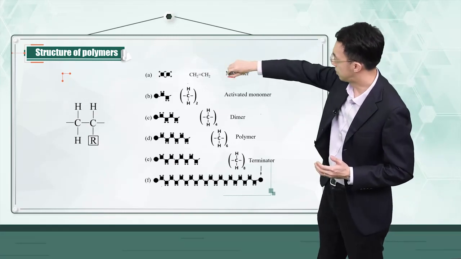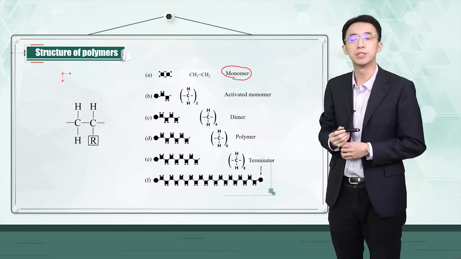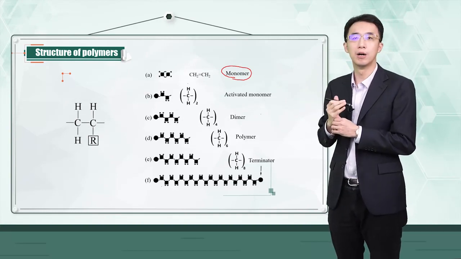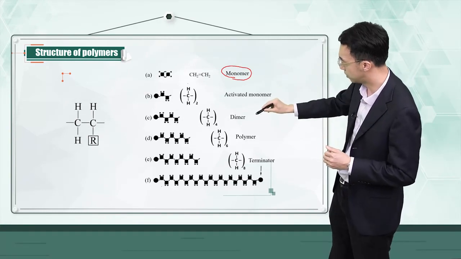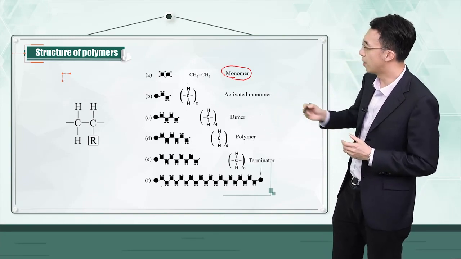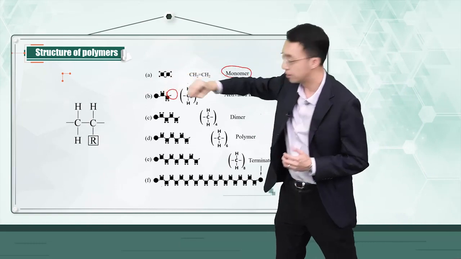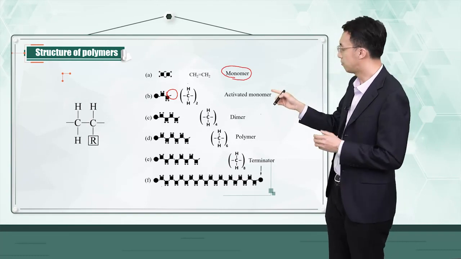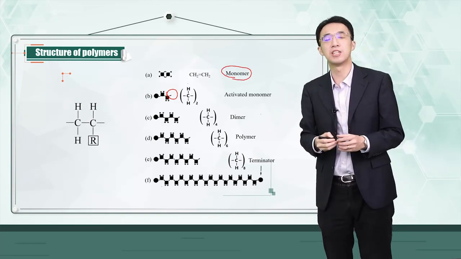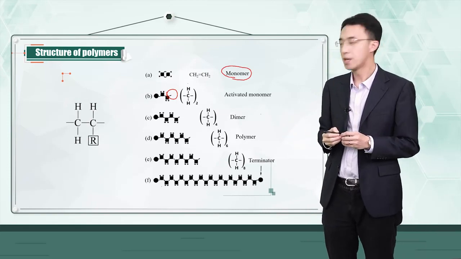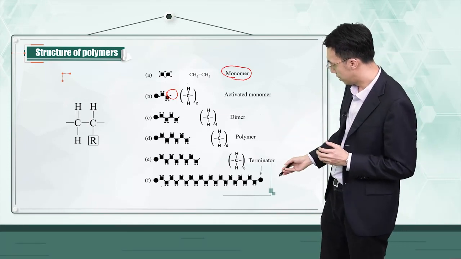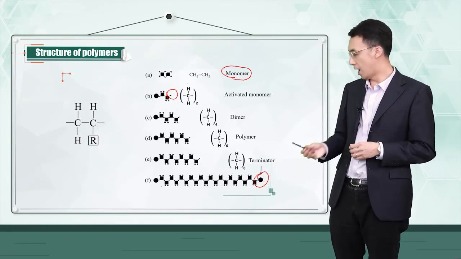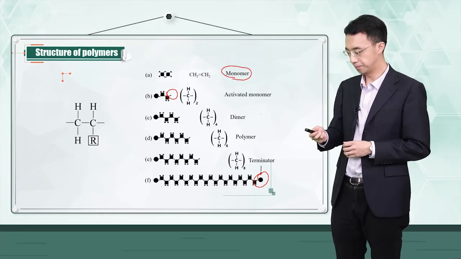A monomer is the smallest, or minimum, repeating unit of a polymer molecule. Depending on the number of units you have, you may have dimers or polymers. If you have an unfulfilled chemical bond at the end of the polymer chain, it is called an activated monomer, which is at a high energy state and can be very reactive. You may call the functional group at the end of the molecule chain a terminator. Okay?